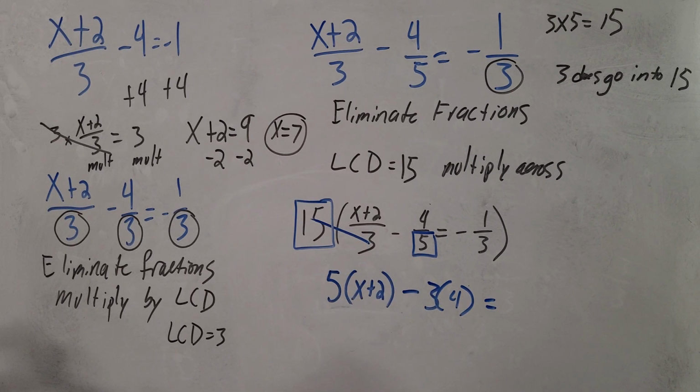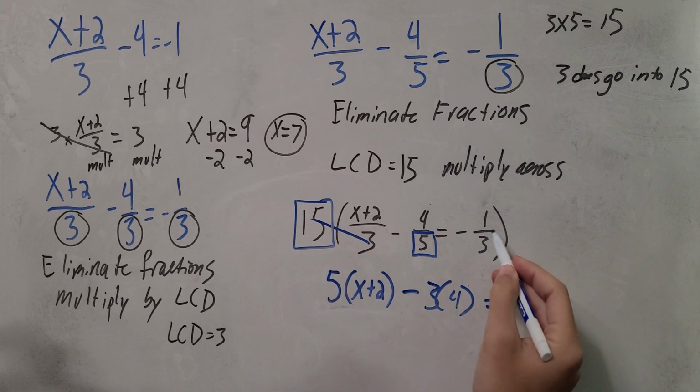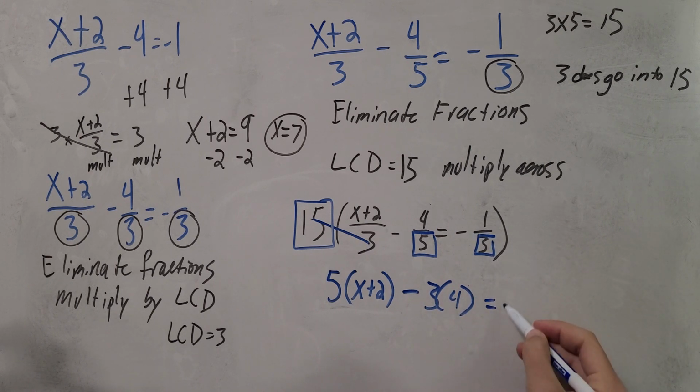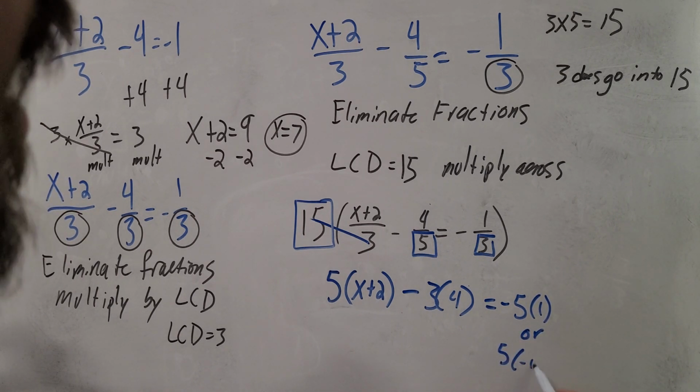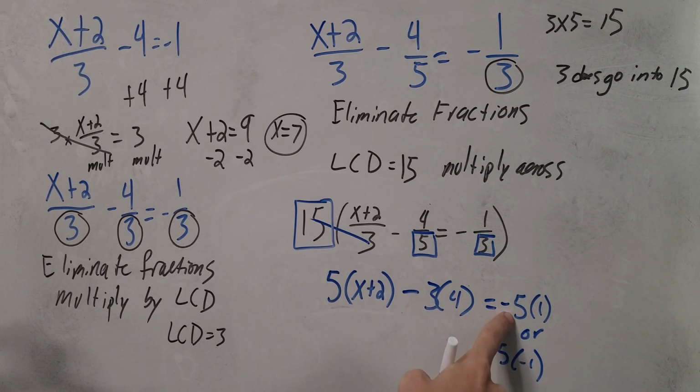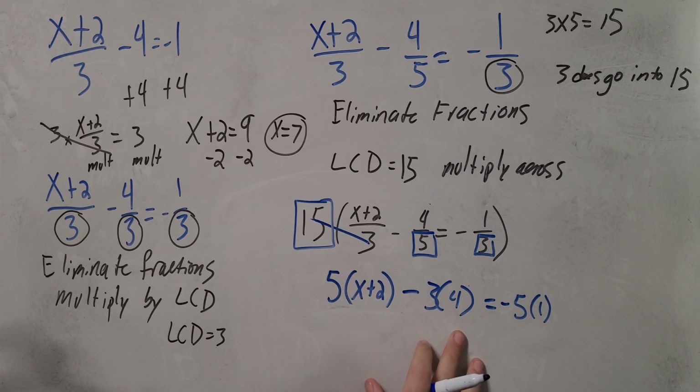And the denominator is completely gone. And now we have the 15 and the 3 on this side. So we have a negative 5 times 1. Okay? Or 5 times a negative 1. It's the same thing, no matter which number you put the negative sign on. All right, now, looking at this is much easier to handle.